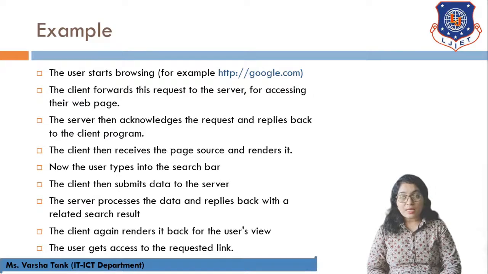Now this example we have also learned previously: the steps involved in requesting a web page and replying with that particular web page. So the user starts browsing, for example google.com. The client forwards this request to the server for accessing their web page. Okay, so the client, that means the web browser, will forward that request to access that particular web page. The server then acknowledges the request and replies back to the client program, that means to the web browser. The client then receives the page source and renders it. So it will render that particular page.